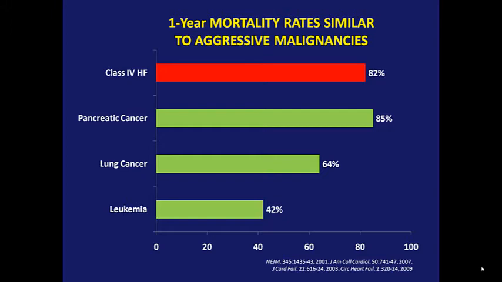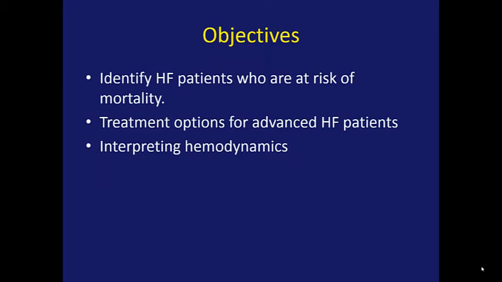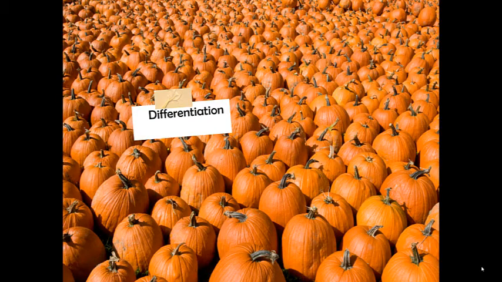If you look at this slide, it was comparing class 4 heart failure patients with pancreatic cancer patients for the year, and as you can see, it's very close as far as mortality. So today we want to identify heart failure patients who are at risk for mortality, because those are the patients that we're going to take care of, the advanced heart failure service. What are the treatment options available, and interpreting hemodynamics from a cardiology perspective.